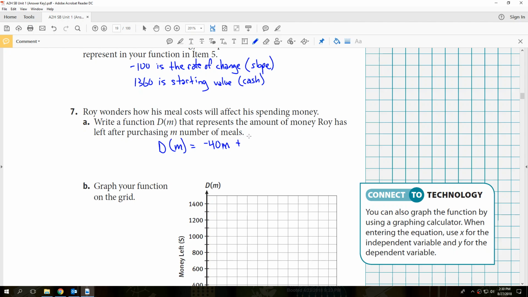And we have our initial starting value of $1,360. All right, or again, that would be like slope-intercept form. You could have done it like this. Like I said before, same exact thing. How much did we start with? 1360 minus 40m. These are equivalent.